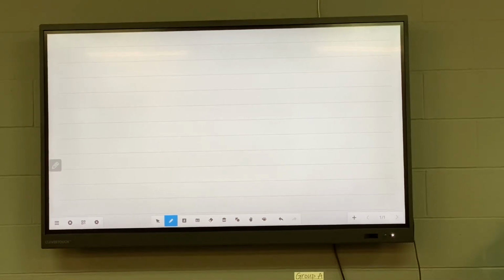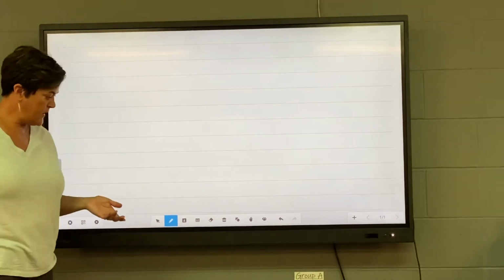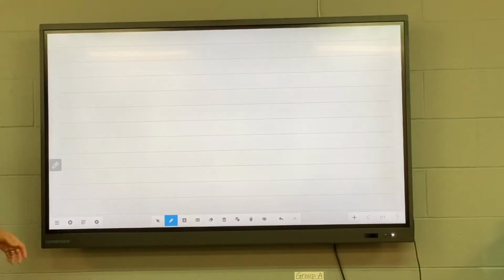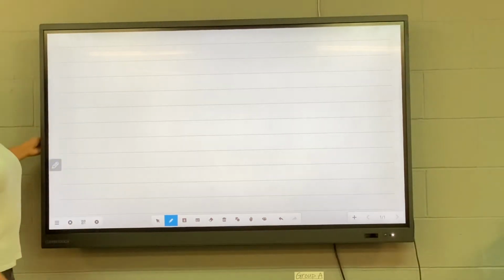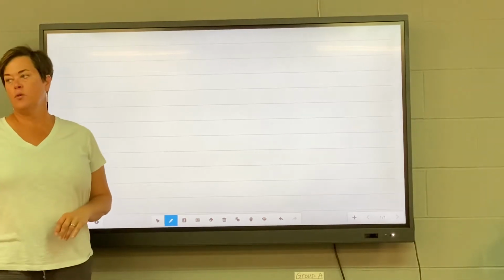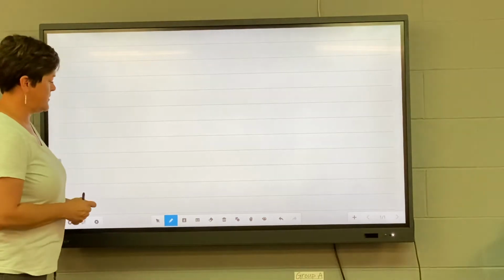Okay, friends, for math, we're going to continue to work on subtracting three-digit numbers with and without regrouping. So let's get out your dry erase boards, your markers, and your erasers.